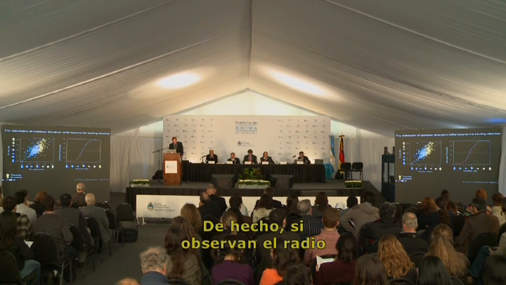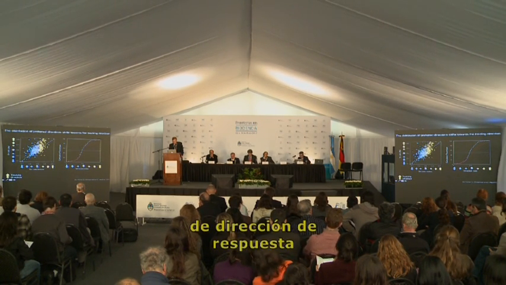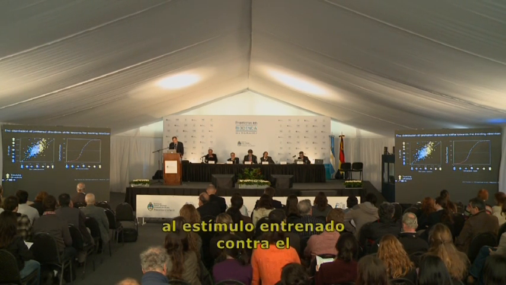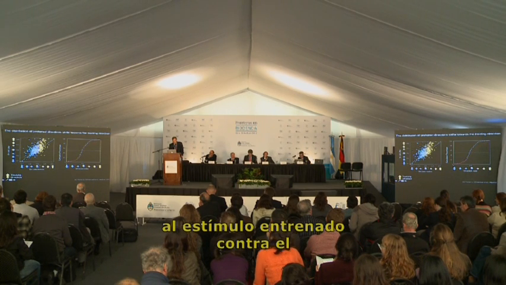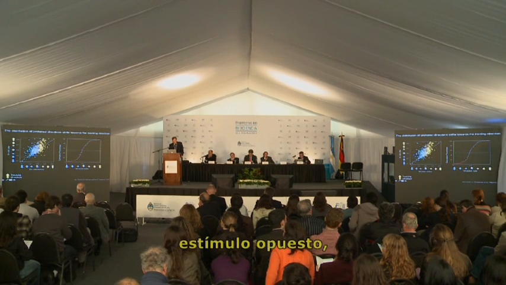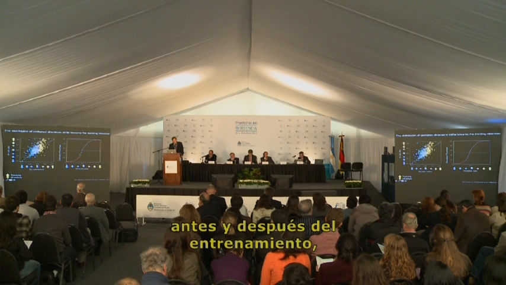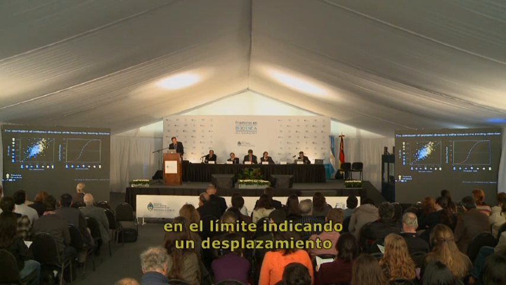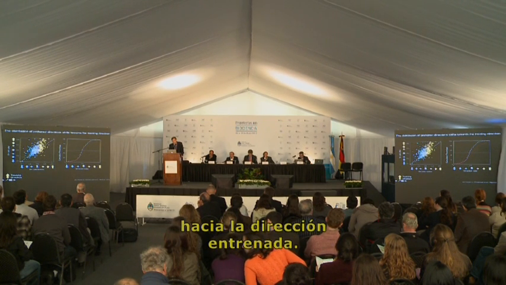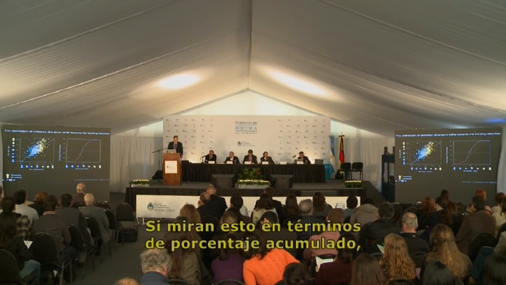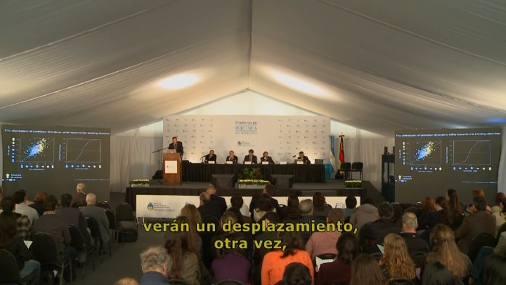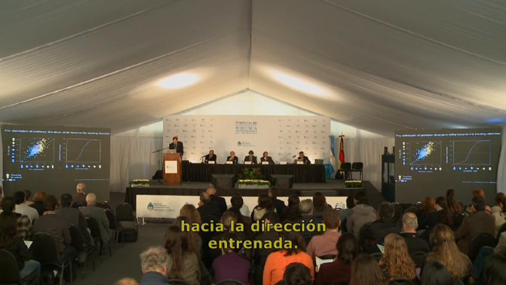And in fact, if you look at the direction ratio, the ratio of response to the train stimulus versus the opposite stimulus before and after training, you see that many of these cells lie above the line, indicating a shift towards the train direction. If you look at this in terms of a cumulative percentage, you see a shift, again, towards the training direction.